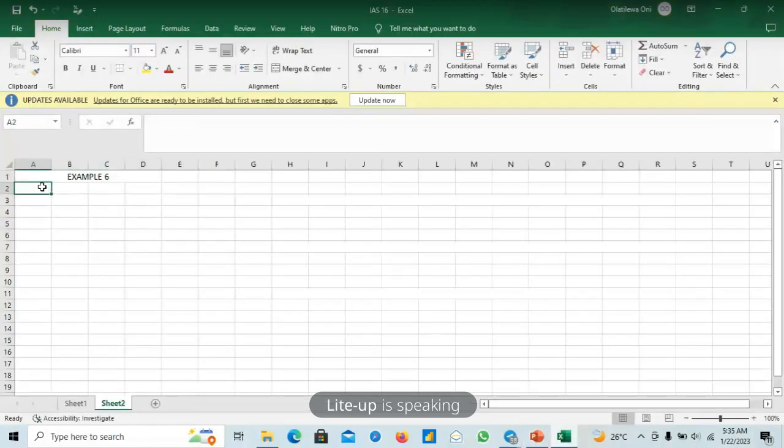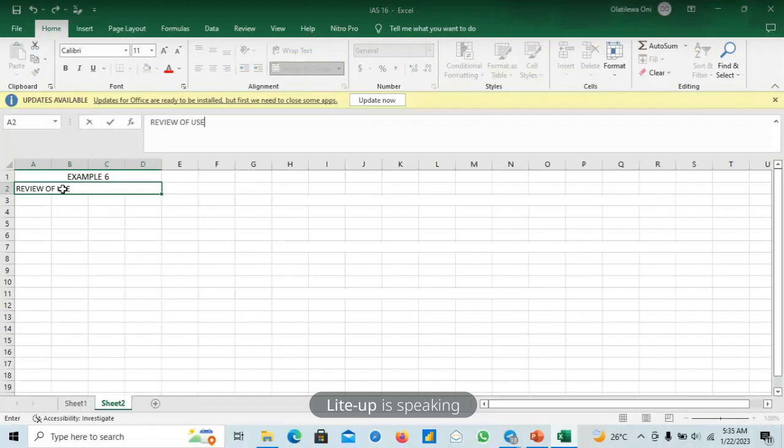So what I'm going to be doing now is having a subheading here that says: review of useful life of an asset treated as a change in accounting estimate.